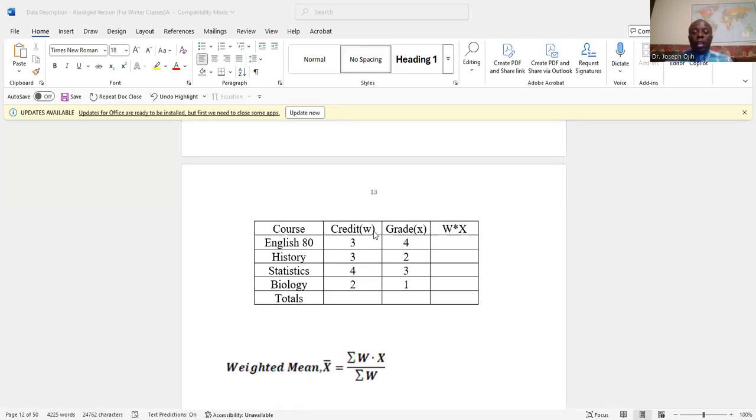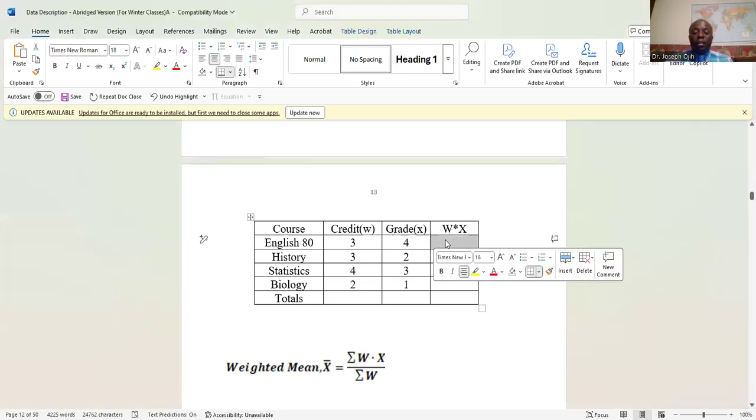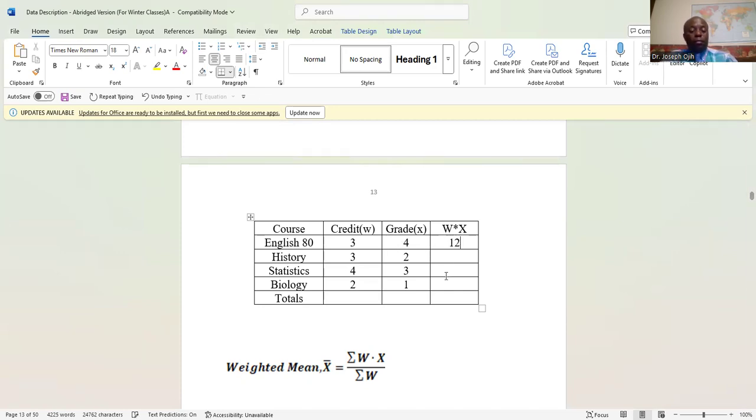So you see, w times x means weight times grade. So you have 3 times 4 is 12. 3 times 2 is 6. 4 times 3 is 12. 2 times 1 is 2.